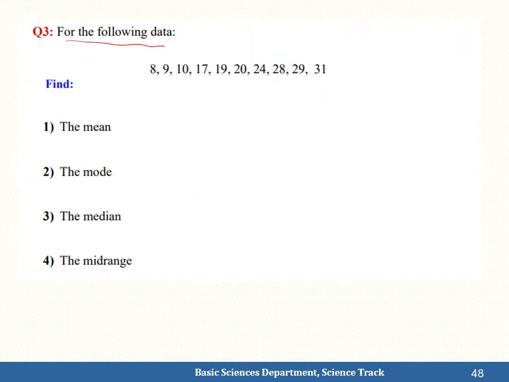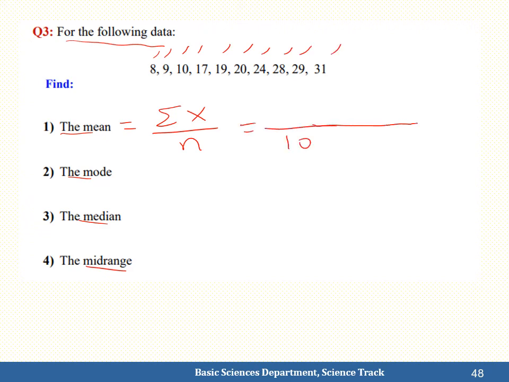For the following data, find the mean, mode, median, and the mid-range. For the mean, we just add all the values and divide by the number of the values. So we have 10 numbers. We add all of them, 8 plus 9 plus, and it goes up to 31. You can try calculating it yourself. So the mean is 19.5.